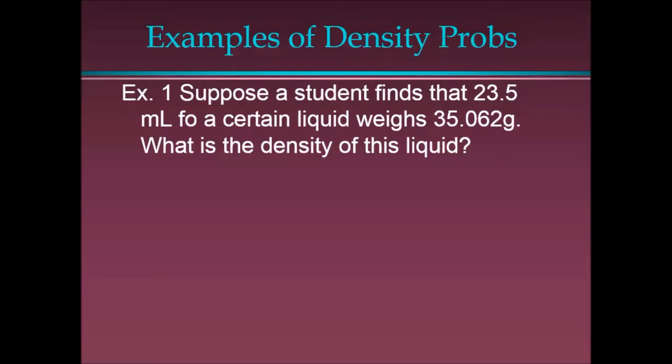Let's do one example here. There are 4 of these in your homework. This is how you do them. Suppose a student finds 23.5 milliliters of a certain liquid and weighs it to be 35.062 grams. What is its density? Well, this one you actually don't need a train track for, because what is density? Mass divided by volume.